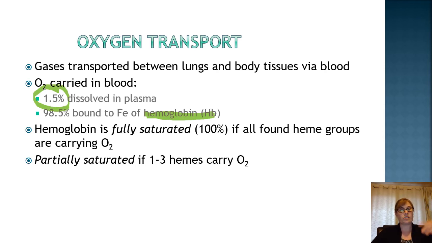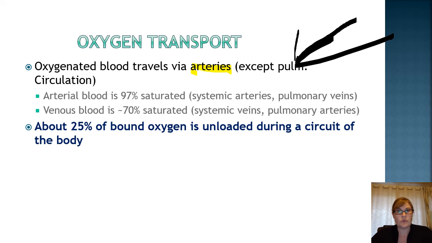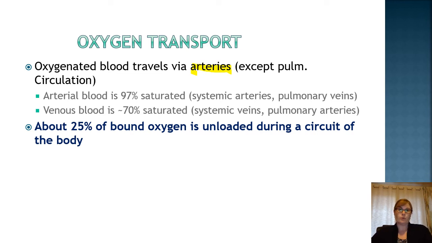So the opposite is true actually about carbon dioxide. So let's go there now. Oh, next slide is carbon dioxide, sorry. All right, so oxygenated blood travels via arteries. We know that, except for the pulmonary, that darn pulmonary circulation. It's supposed to be a little arrow. All right, so arterial blood, or blood that has oxygenation for the most part, is 97% saturated. It's not usually 100% saturated normally. So arterial blood is 97% saturated.